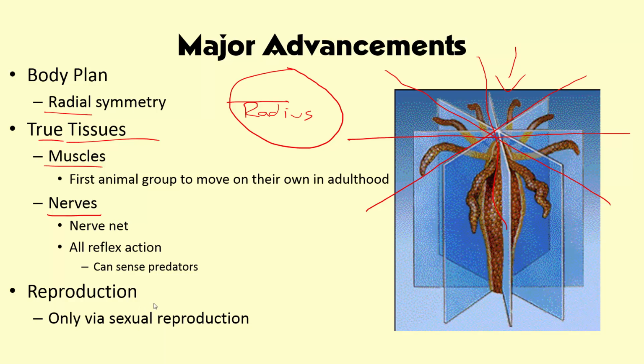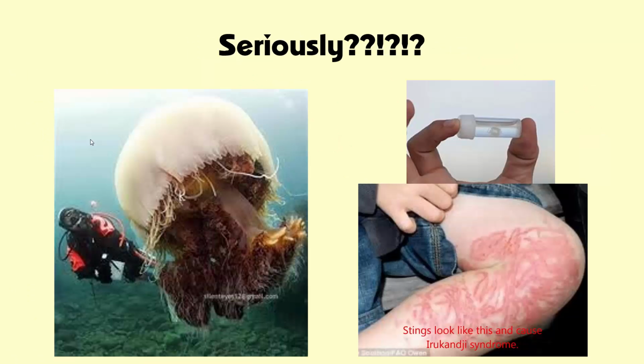Okay, so these guys only reproduce sexually. They have gametes, and they inject them into the open water, and then an egg finds a sperm, and they fertilize, and then they get a little larvae anemone, or a larvae coral, or a larvae jellyfish, and then they make a big jellyfish. So that's reproduction in Cnidarians. Sexual reproduction, only in Cnidarians. Okay, they have nerve nets, muscles, true tissues, and radial symmetry.